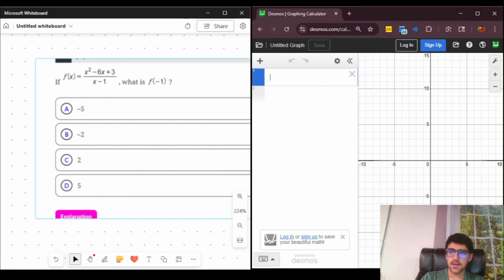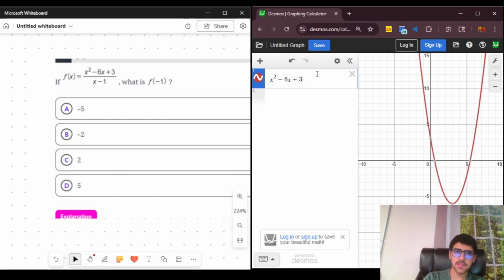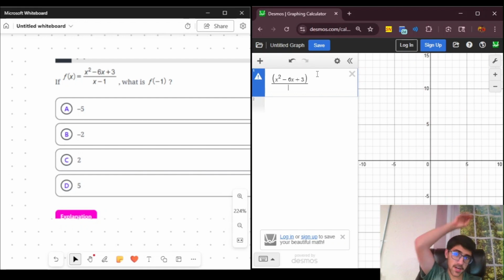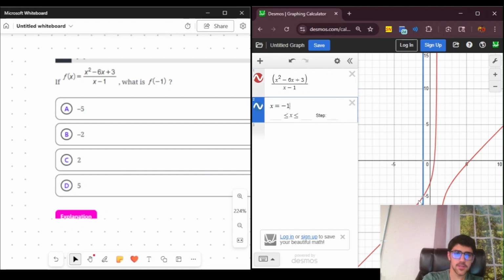There are 2 ways to solve this with Desmos. Just plug it in: x squared minus 6x plus 3, put parentheses so everything above is on the numerator, then x minus 1. Then look at f of negative 1, when x equals negative 1. When x is negative 1, it is equal to negative 5. You could just put x equals negative 1, it draws you a line, and you click. So negative 1 comma negative 5, and the answer would be A.